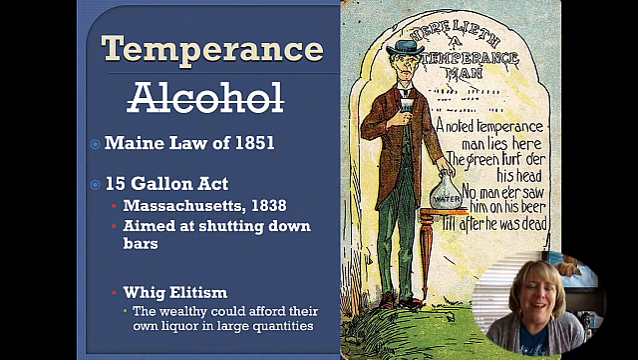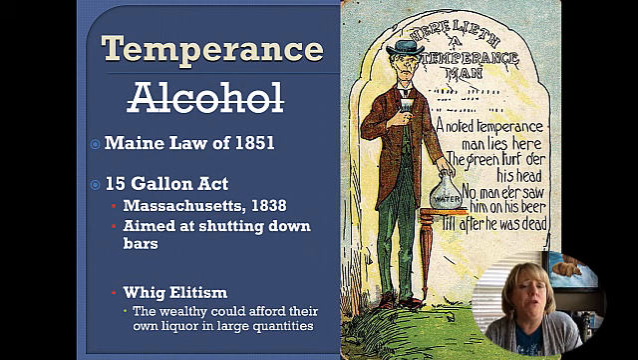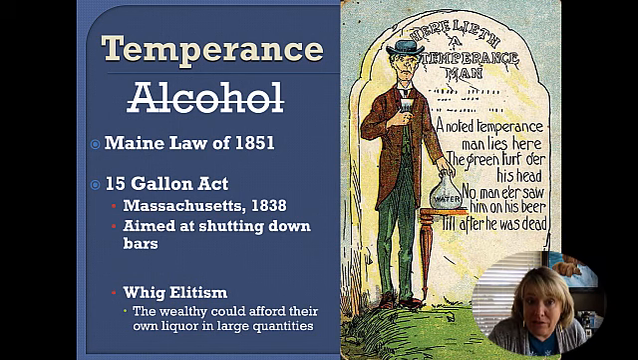The temperance movement did have some success. In 1851, the Maine law was passed, which made alcohol illegal in the state of Maine. Another law was the 15-Gallon Act in Massachusetts, passed in 1838. Now, this law was set up to basically shut down bars because it said if you're going to buy alcohol, you have to buy 15 gallons, no less. Well, that was really expensive, and most people don't walk into a bar and say, I want to buy 15 gallons of alcohol. But what was interesting was how people got around this.